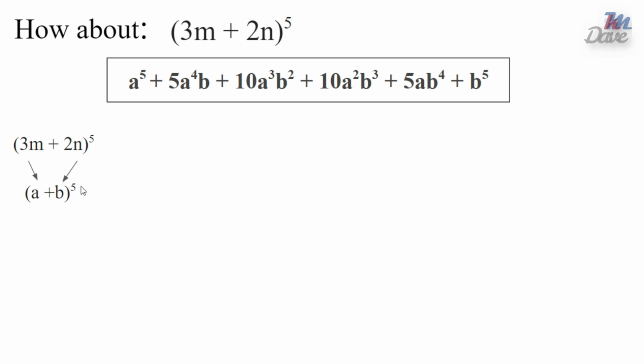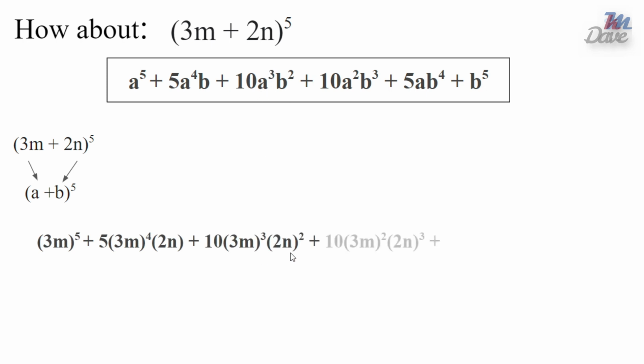So substitute: a raised to 5 becomes 3m raised to 5 plus 5 times 3m raised to 4 times 2n plus 10 times 3m raised to 3 times 2n raised to 2 plus 10 times 3m raised to 2 times 2n raised to 3 plus 5 times 3m times 2n raised to 4 plus 2n raised to 5. We have substituted the values of a and b, and now get the exponents of each term.